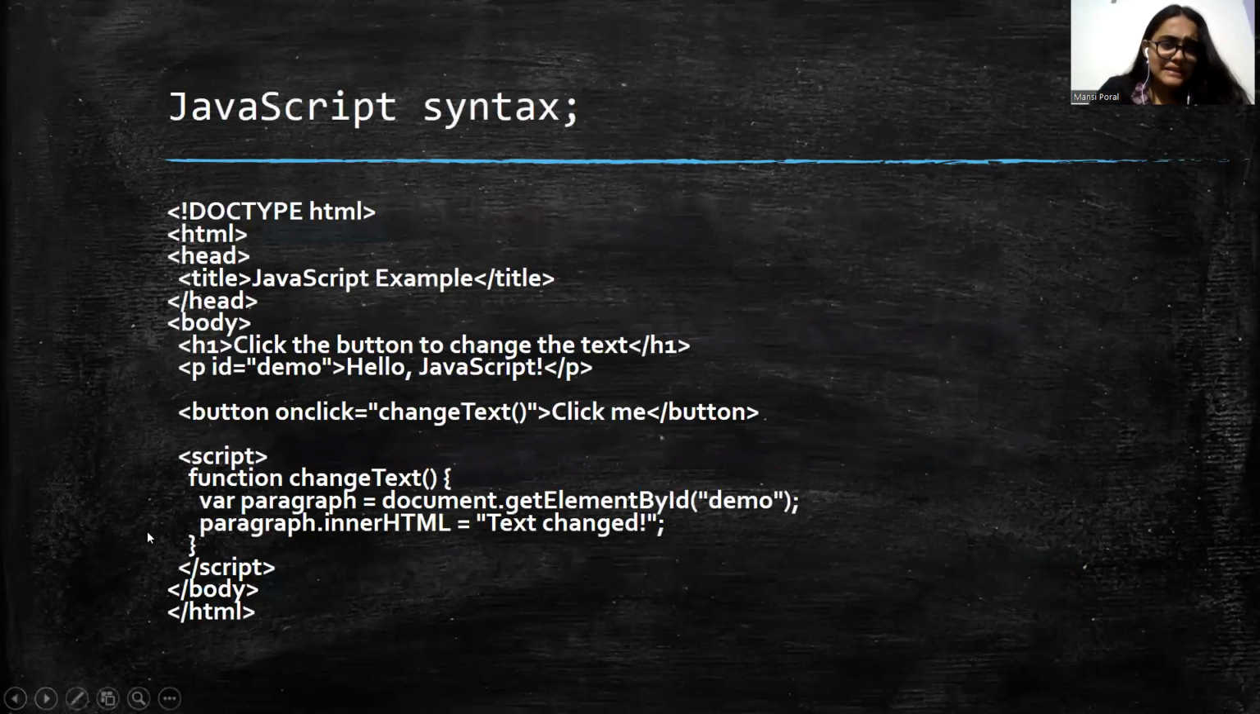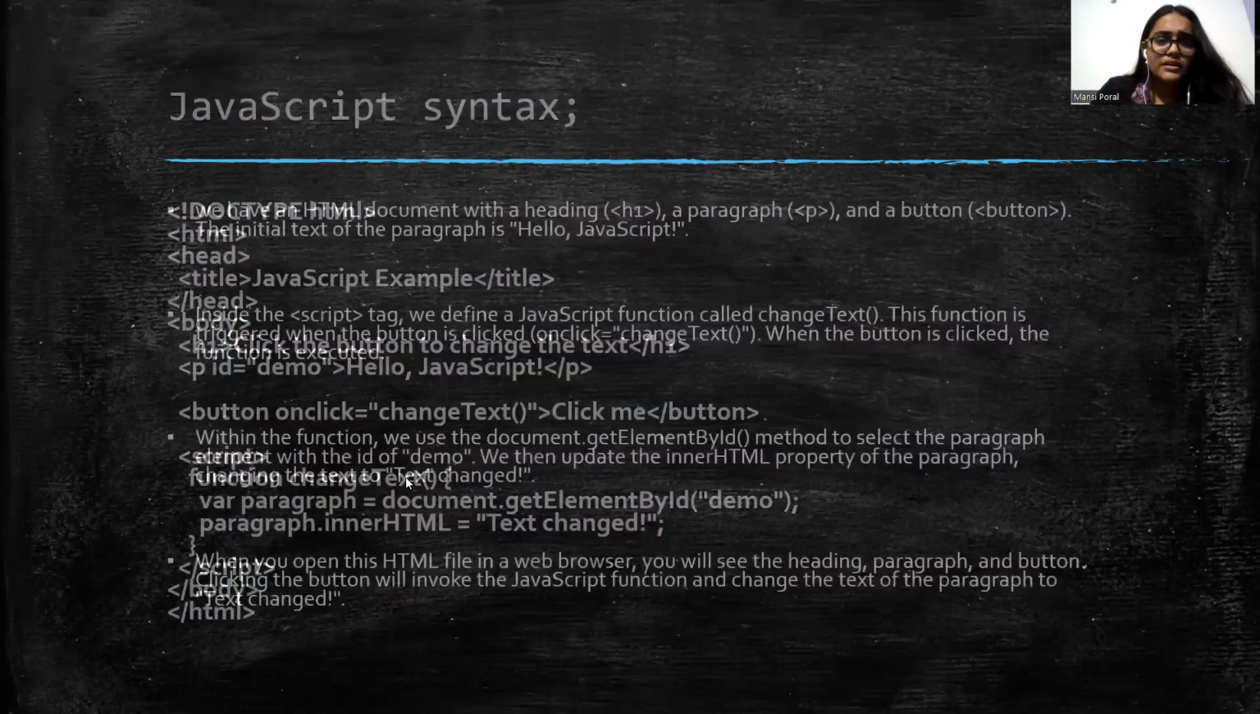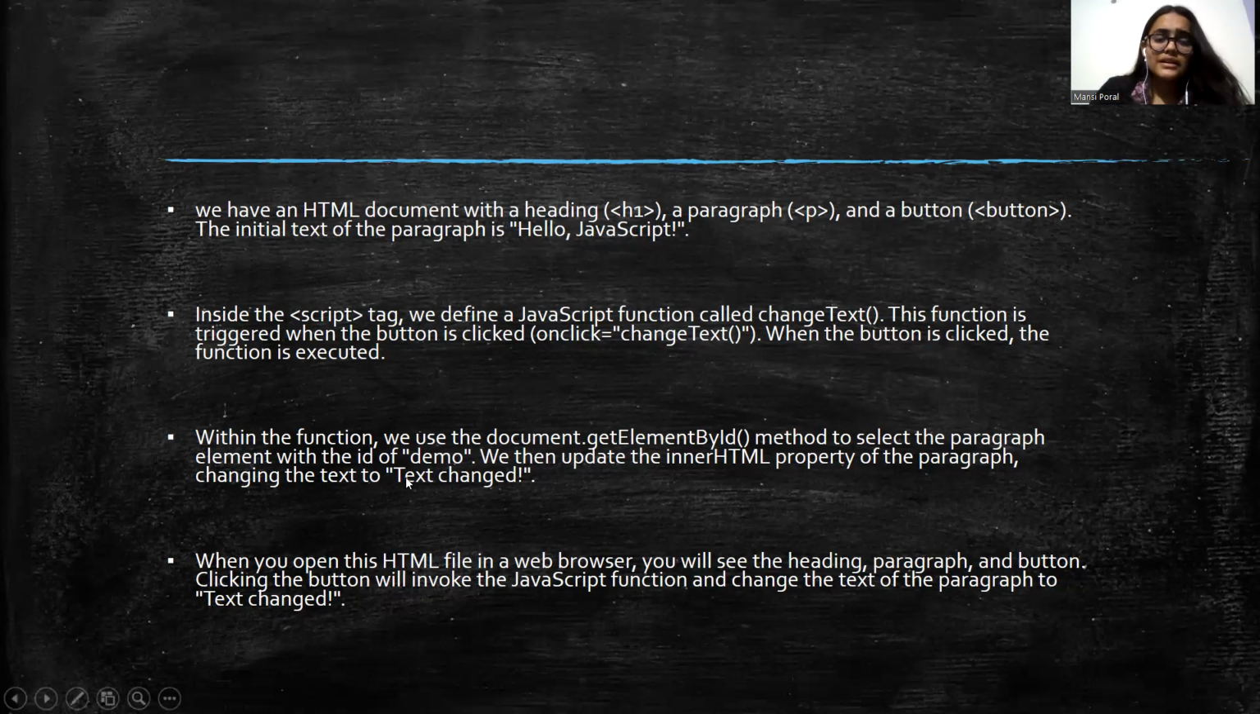So inside the script, we have the function changeText, and it is triggered when the button is clicked. Within this function, we use the document.getElementById method, which selects the paragraph element with the id of demo. We then update the innerHTML property of the paragraph, changing the text to Text changed. When you open this HTML file in your web browser, you can see the heading, paragraph, and the button. Clicking the button will invoke the JavaScript function to change the text of the paragraph to Text changed.